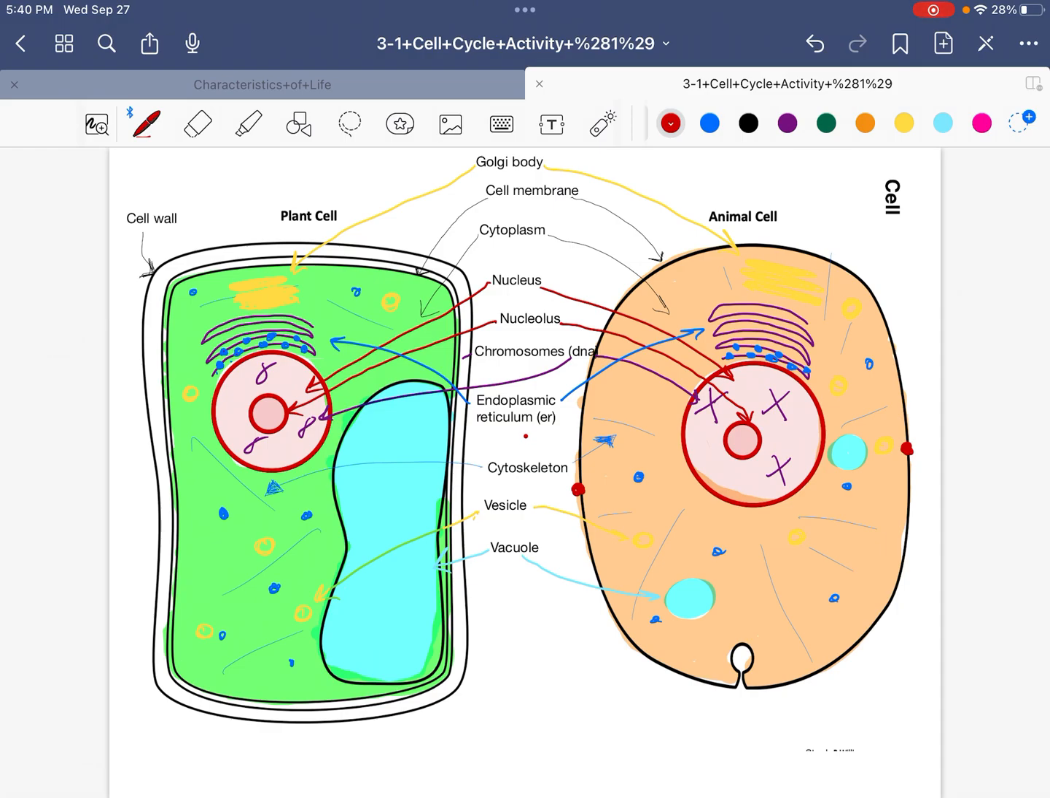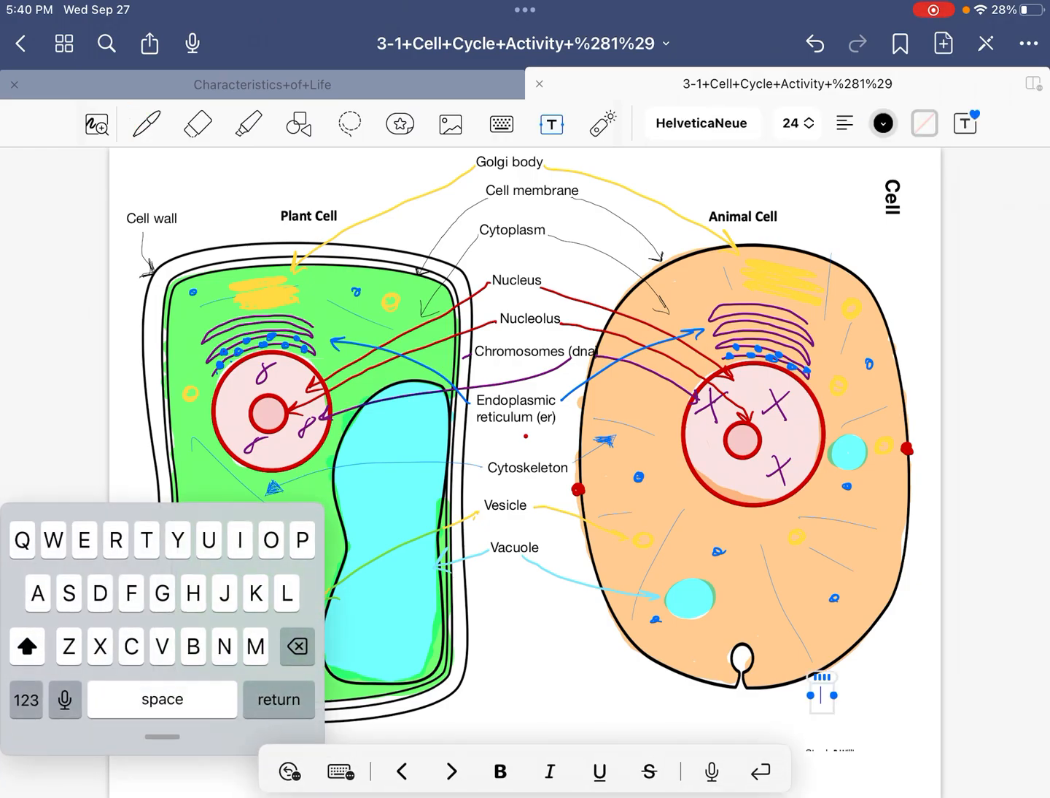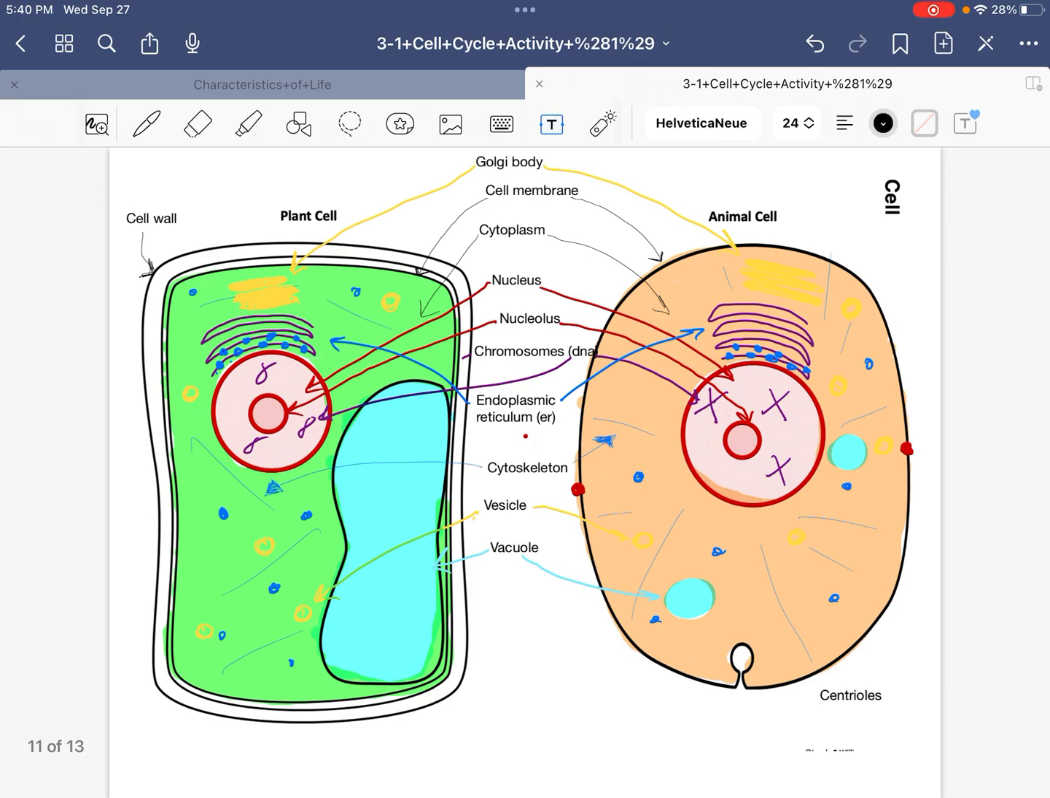But those centrioles are unique to animal cells. Plant cells do not have centrioles. So I am going to write centrioles over here on the animal cell side, and I'm going to draw an arrow to the centriole. They're anchors for those spindles to attach to so that the spindle fibers can pull the chromosomes apart.